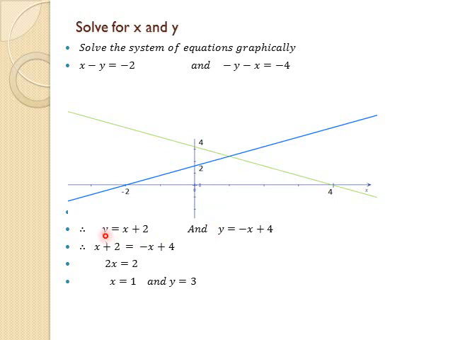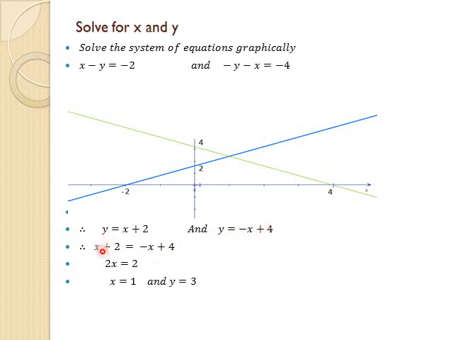Here I've made y the subject of the formula. So meaning I take negative y across and I bring negative 2 over. So y equal then x plus 2. And that side, if I take y over, it becomes positive y, and this side would become negative x plus 4. So y and y is the same, so I can say x plus 2 equal minus x plus 4.